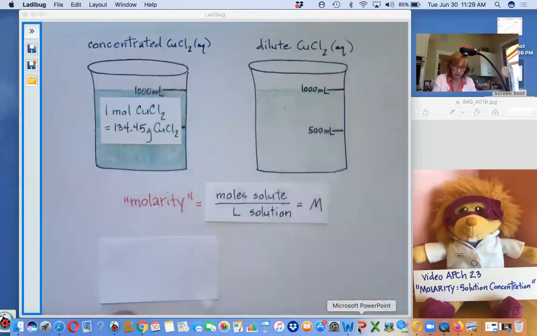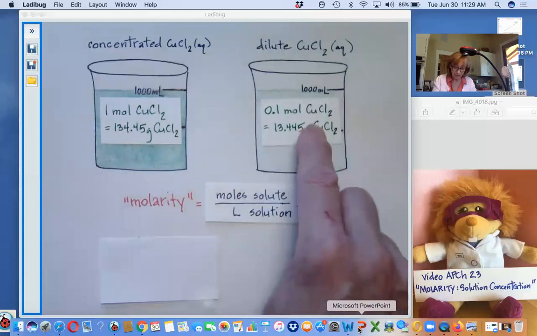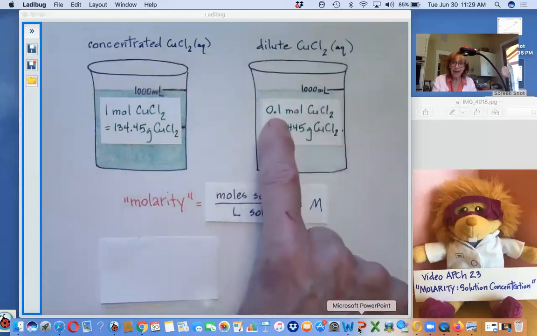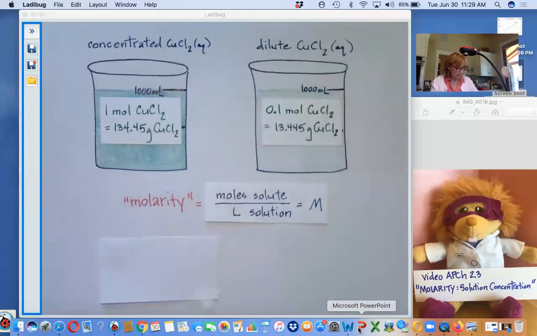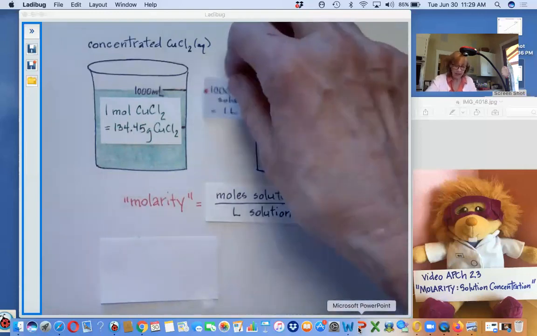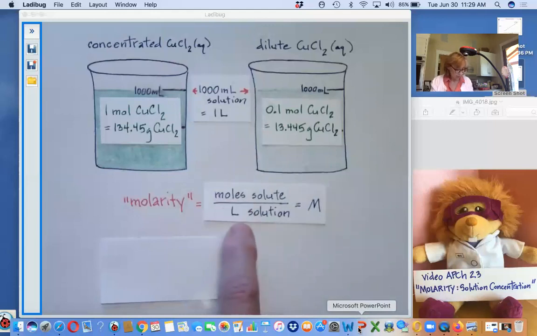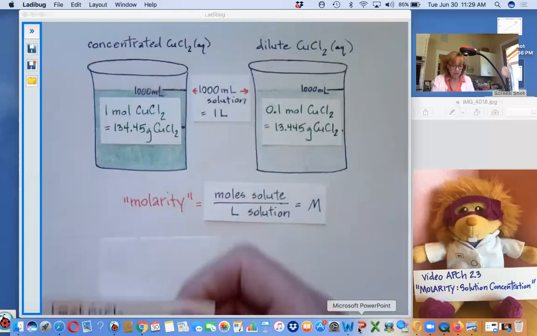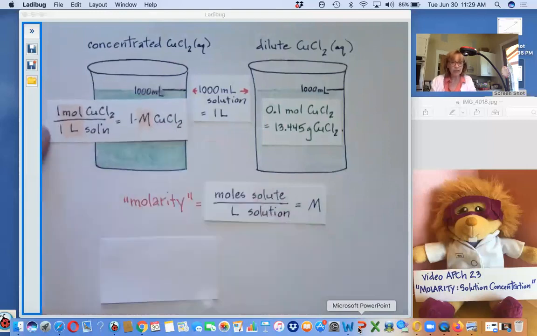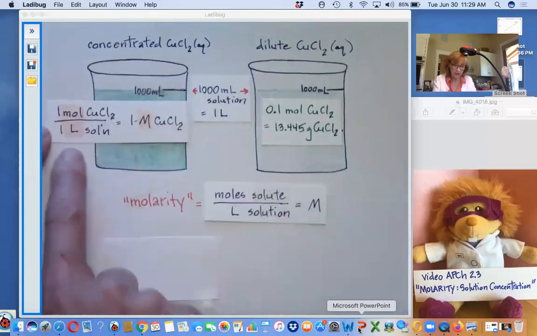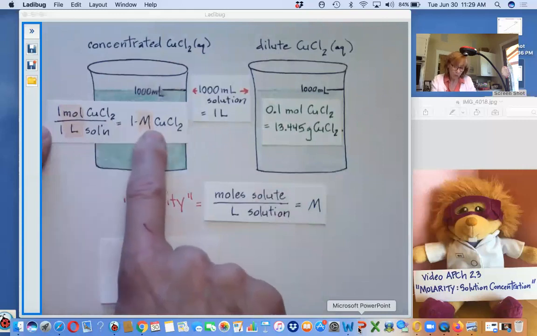And the beaker on the right, which is more dilute and doesn't contain as much, only contains 1/10 of a mole of copper chloride. Now the two samples are alike in that they each contain 1,000 milliliters of total solution, or 1 liter. So to calculate the molarity of each, we simply take the moles of solute and divide by the liters of solution. So this beaker on the left, which contains a mole of copper chloride in a liter of solution, is known as a 1 molar copper chloride solution.